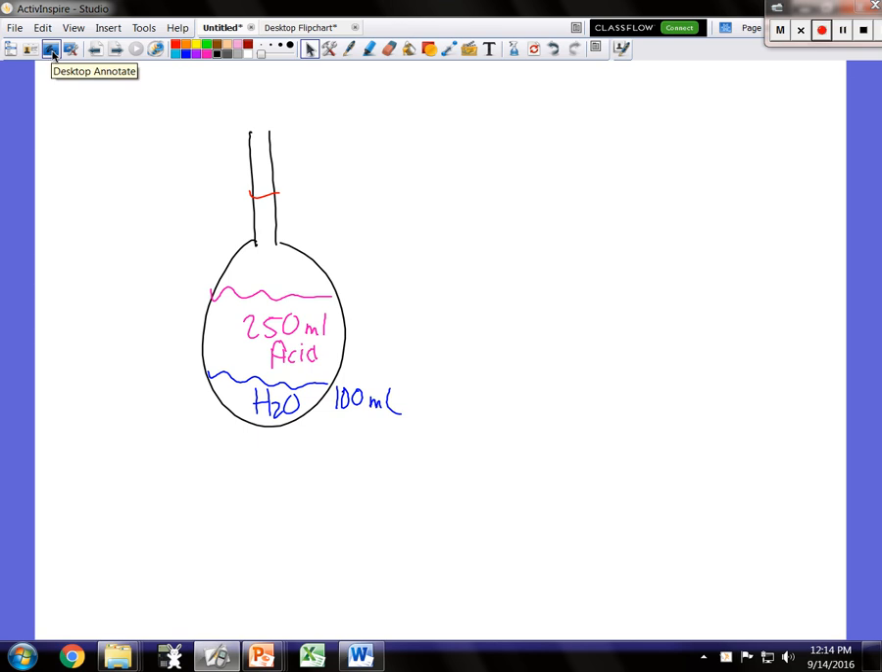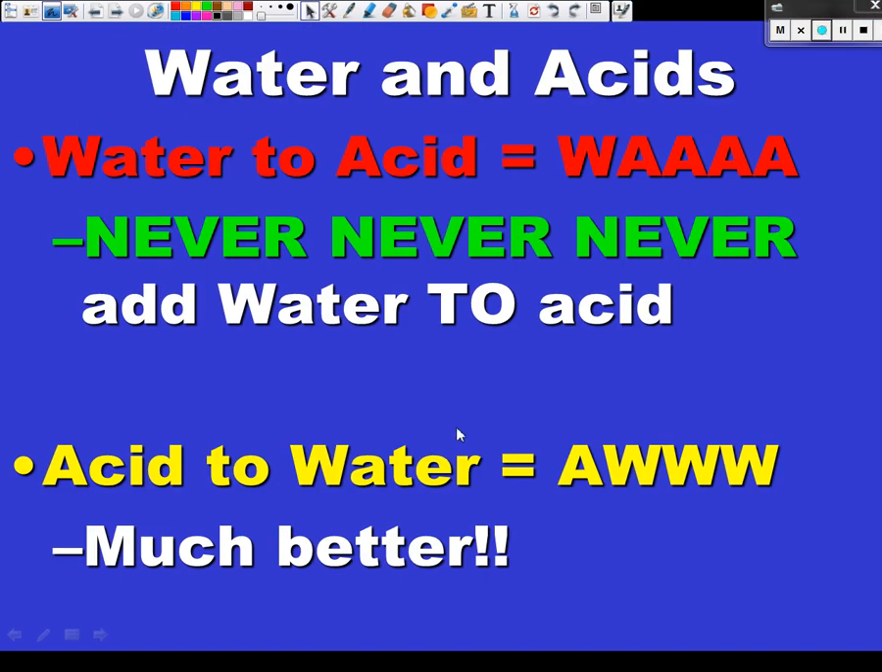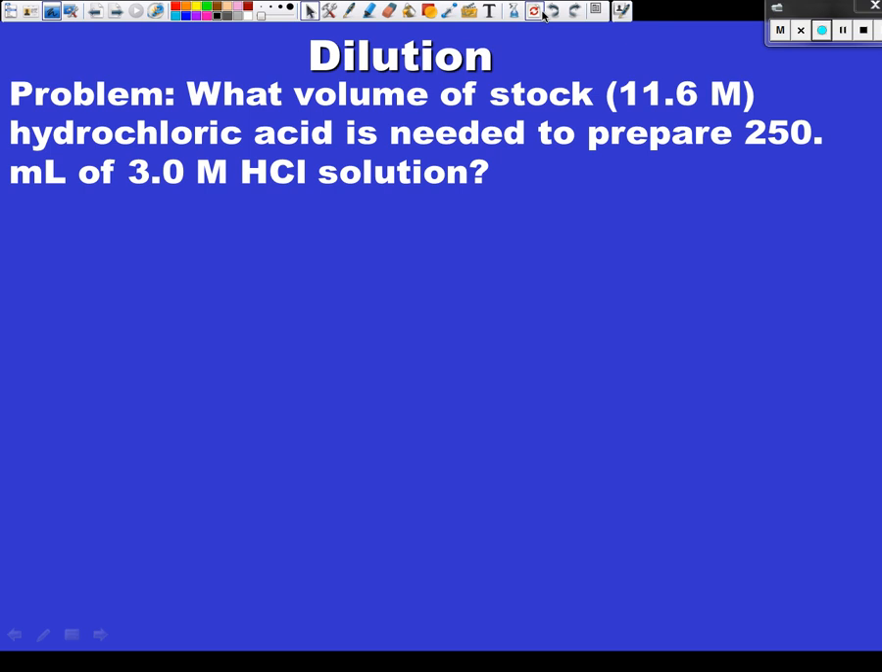Because there's a lot more acid than there is water. Well, when you pour the acid into the water slowly, it has time to absorb the heat. Just do it this way: acid to water. Alright, so dilution. All the acids, it doesn't matter. Doesn't matter if it's vinegar. If it says acid, do it that way. Acid to water.